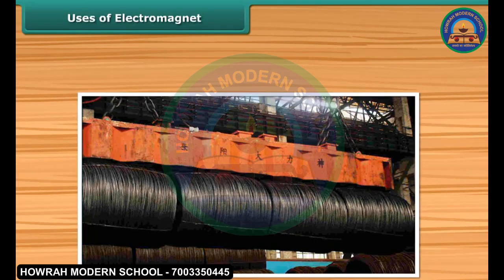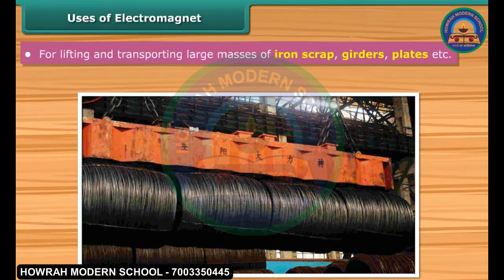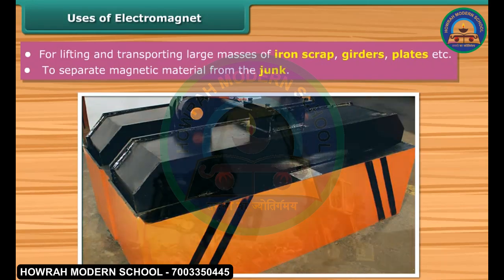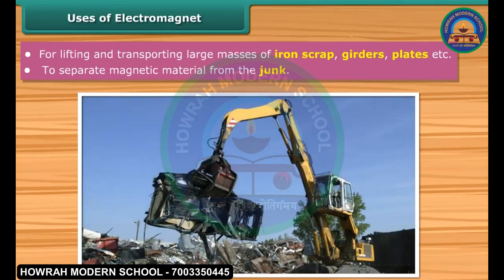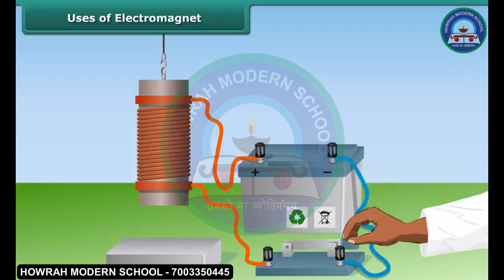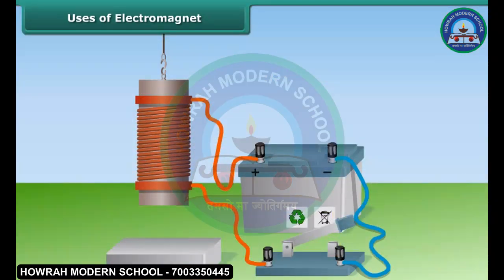You must have observed cranes lifting heavy iron scraps in a scrap yard. These lifts make use of electromagnets for lifting and transporting large masses of iron scrap, girders, plates, etc. It is also used to separate magnetic material from the junk. The main advantage of electromagnets over normal magnets is that they can easily start and stop, and the strength of the magnetic field can be effectively controlled.